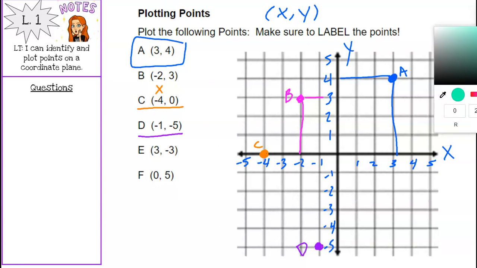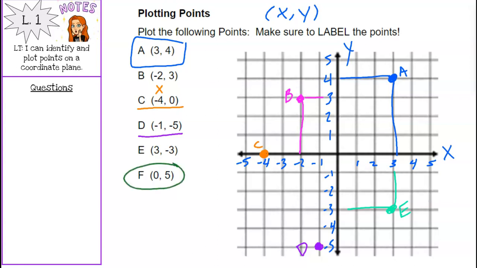Point E is (3, -3). So we go right 3, down 3. So it's lining up with 3 on the x-axis, -3 on the y-axis. That would be point E. And then point F is (0, 5). So when it says 0 for x, that means we're going to stay in the middle of our graph. We're just going to go up to 5 on our y-axis, because this line in the middle is really 0. So (0, 5). And that would be point F.